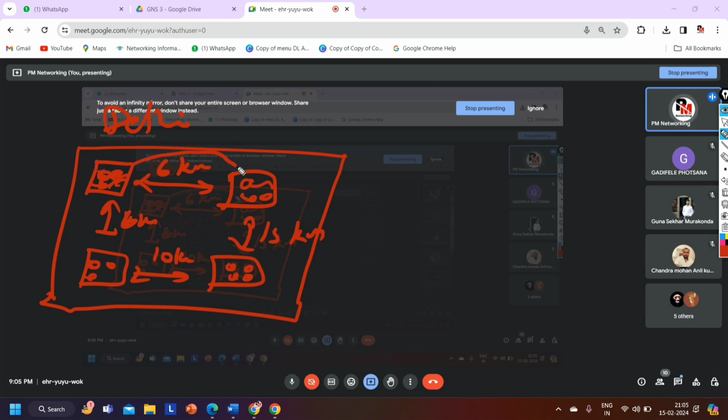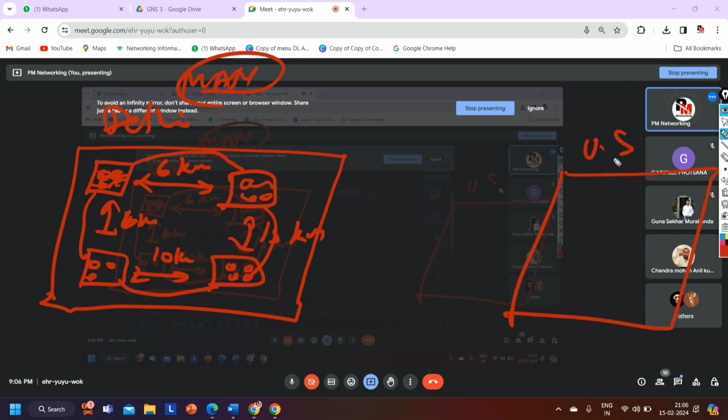But when I connect all these branches together, this type of network is known as what, guys? MAN, Metropolitan Area Network. It means implementing a network in a city, you can say. And in the same way, I have a few branches in the US also. In the US, I have one CAN. We have multiple branches in the US, under, let's say, a 50-kilometer radius, right?